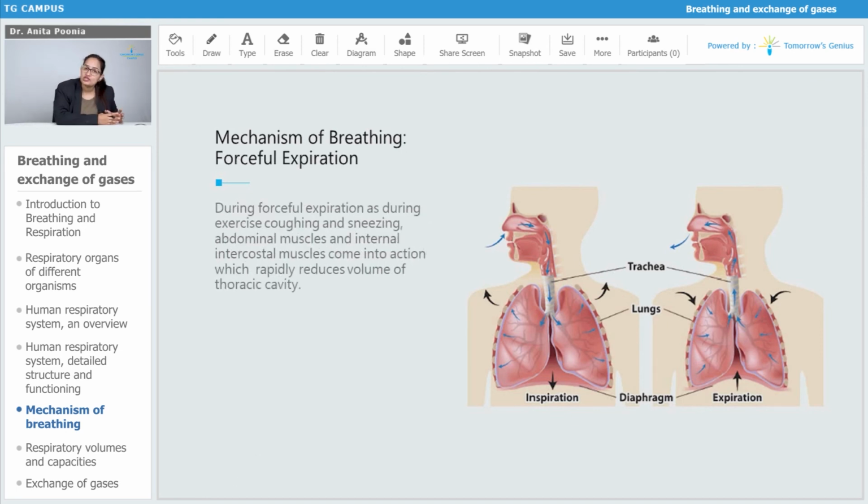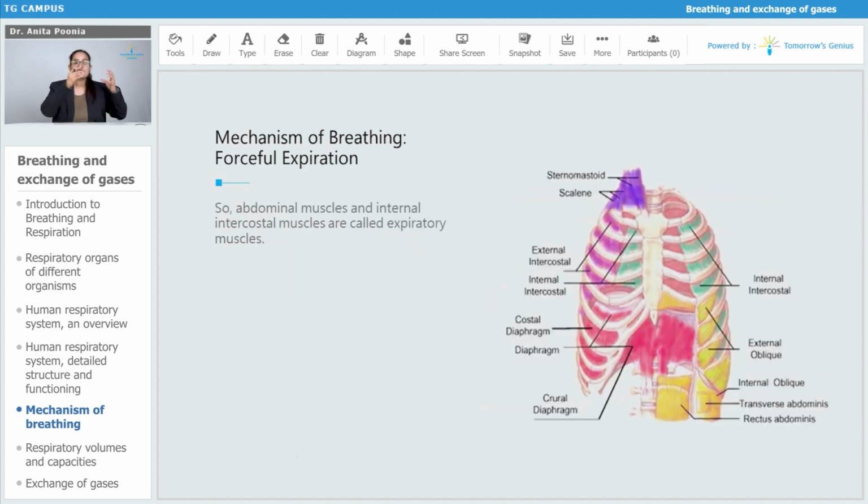During forceful expiration, as during exercise, coughing and sneezing, the abdominal muscles and the intercostal muscles come into action, which rapidly reduces the volume of the thoracic cavity. And so, the abdominal muscles and the intercostal muscles are called expiratory muscles.